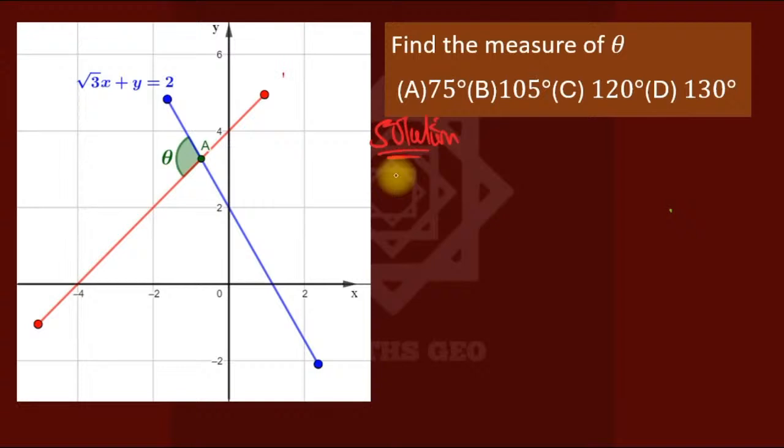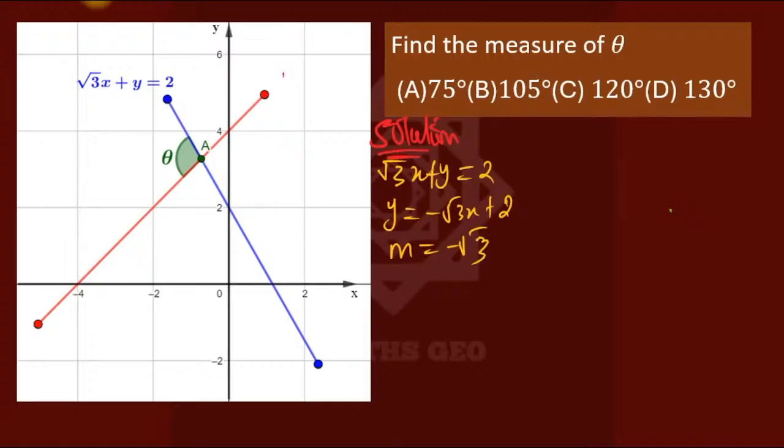For the first line, the one given, the blue line, the equation is root 3x plus y equals 2. Using slope-intercept form, making y the subject of the formula, I have minus root 3x plus 2. So what do you notice? The slope here is minus root 3.